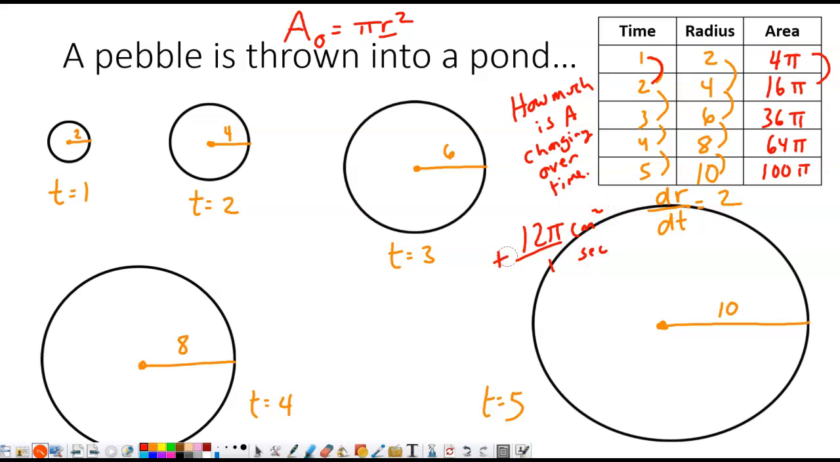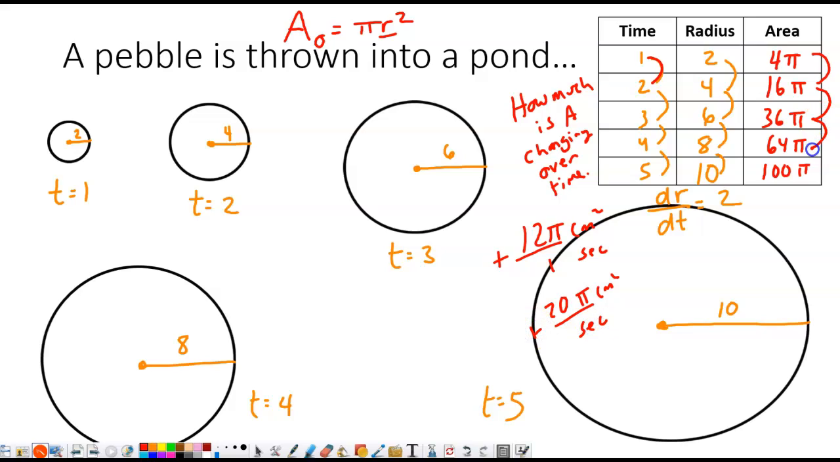So the area is increasing by that many centimeters per second on the interval from 1 to 2. But let's go ahead and take a look at the next one. From circle 2 to circle 3, it increased by 20 pi. To get from 16 to 36, it goes up by 20 pi square centimeters per second.